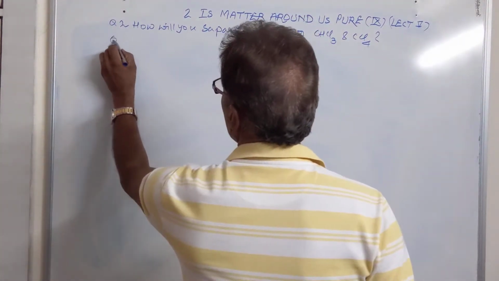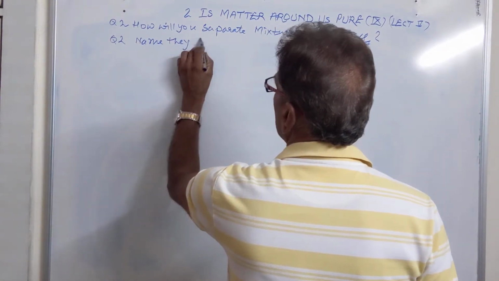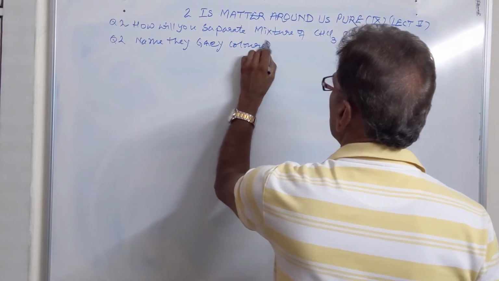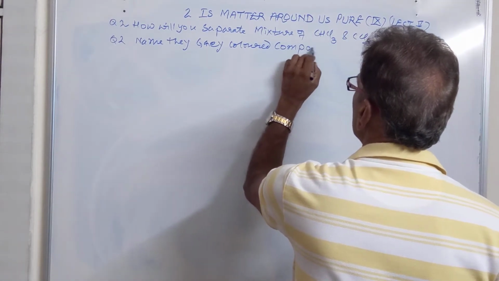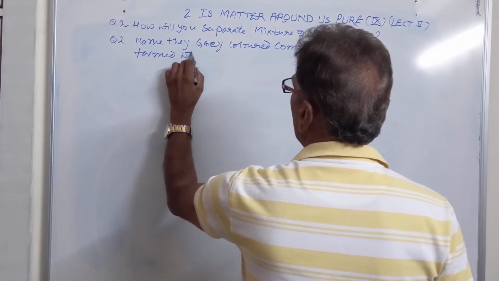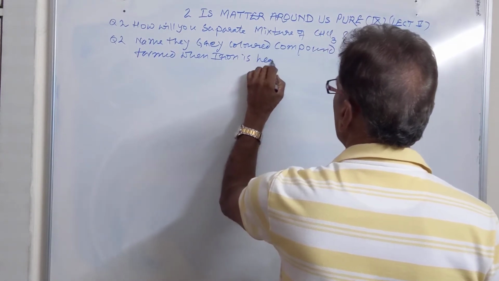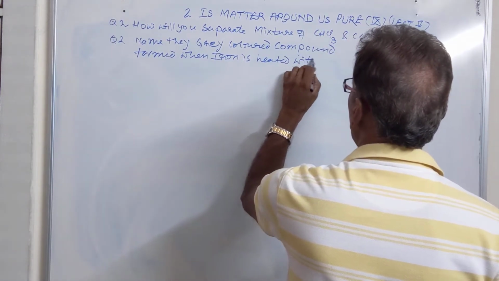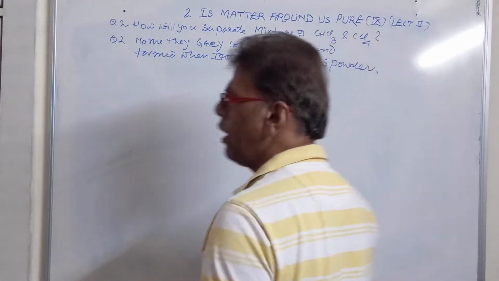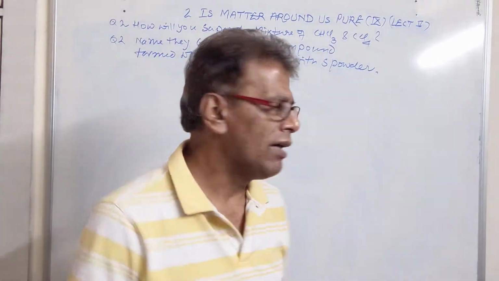Then we have the second question: name the gray color compound formed when iron is heated with sulfur powder. When iron is heated with sulfur powder, we get a gray color compound that is ferrous sulfide.